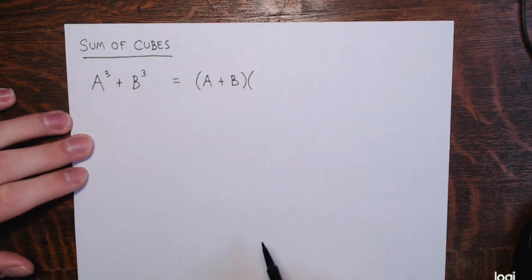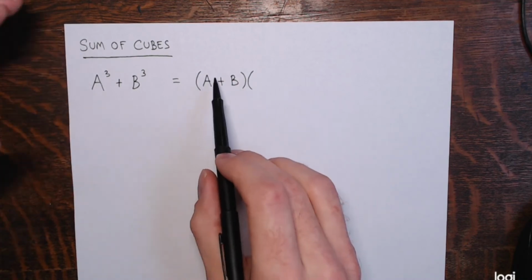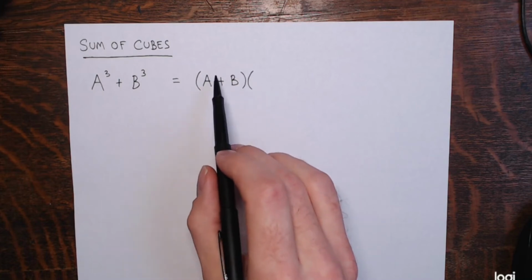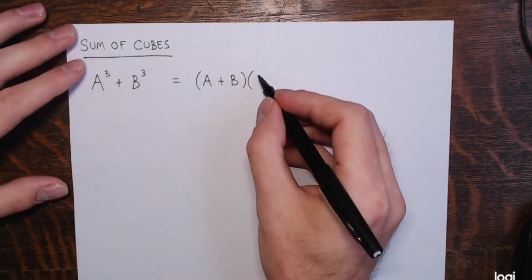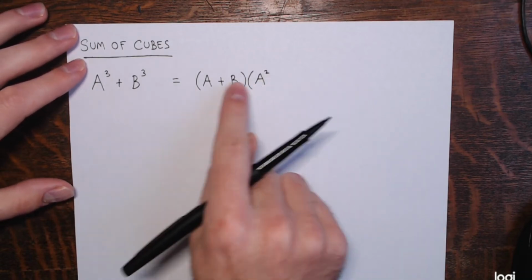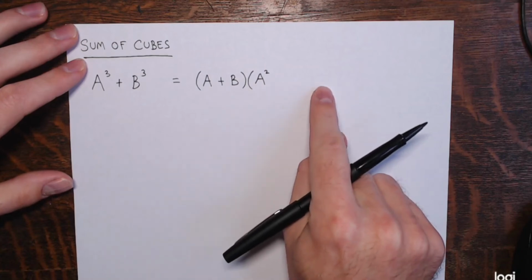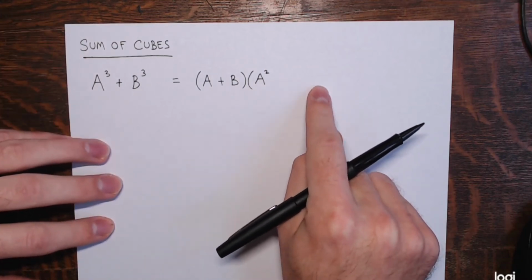Alright, it's the second factor that people have a hard time remembering, I feel. Just think about, if you were multiplying, a times what would be a cubed? That would be a squared. Right. So I have a times a squared gives me a cubed. And then in this second factor, there are going to be three terms. It's going to be a trinomial.